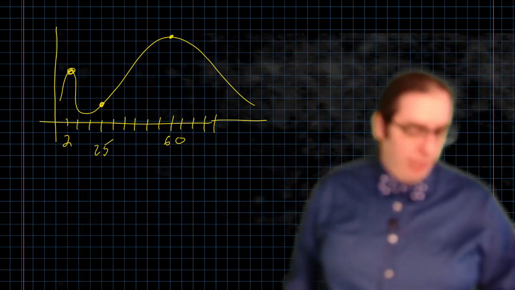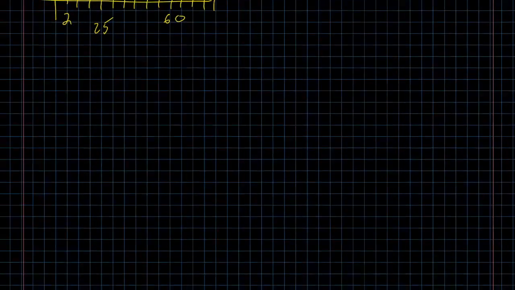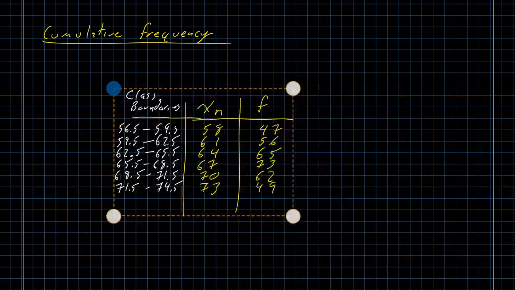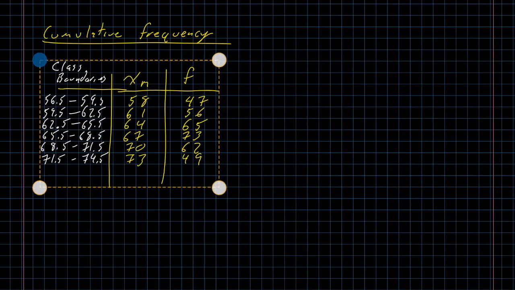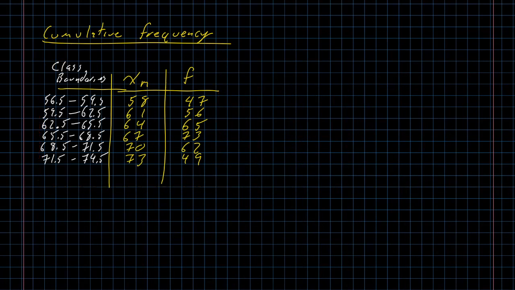All right, before I wrap up, there's one other tool for looking at the shape of a distribution that I need to talk about. This tool talks about, instead of the frequency tables that we've been dealing with, what's known as a cumulative frequency table. So here's that same set of data that we've been looking at. Let's extend it out and get one more column.